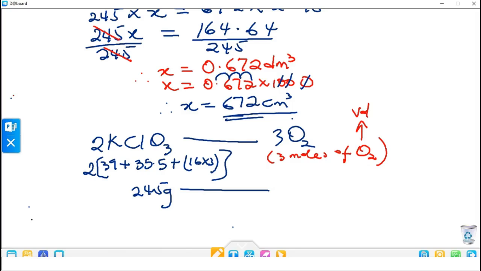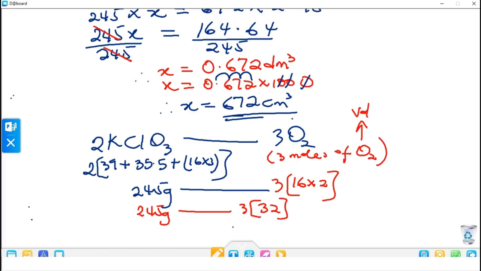So what we need to do is to also calculate the molar mass of the oxygen gas. In this case, we have 3 into oxygen, which is 16, and we have 2 atoms of oxygen there. So this will be 16 times 2. And what we're going to have is 245 grams now, as against 3 into 16 times 2, which is 32. So 3 times 32 is 96. So what it simply means is that 245 grams of potassium chlorate will give us 96 grams of oxygen gas.